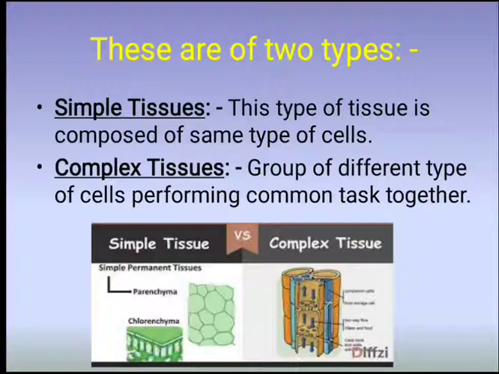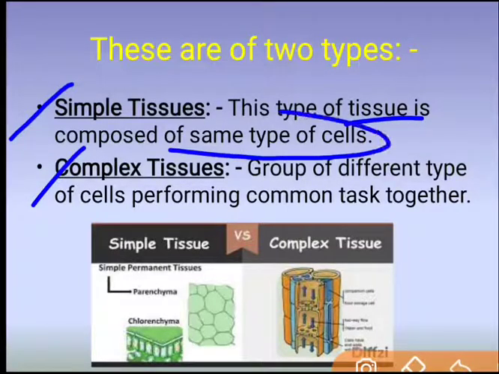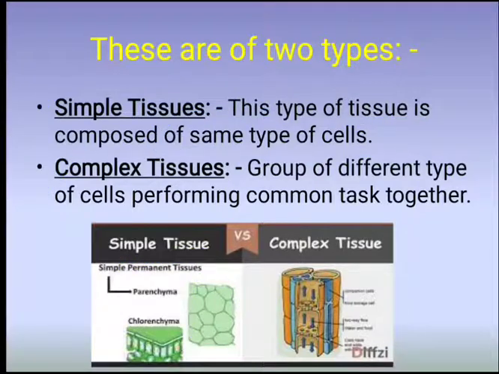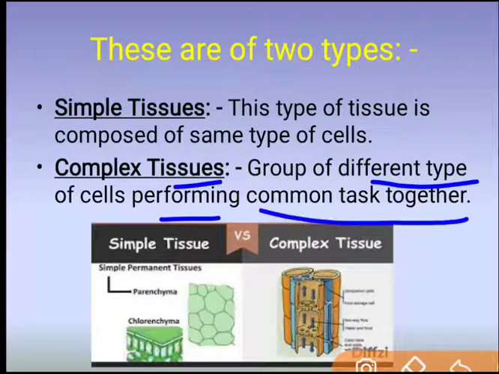So permanent tissues are of two further types, simple tissues and complex tissues. What is the difference between these two tissues? Simple tissue is composed of the same type of cells. You can see in this diagram, this is simple tissue. All the cells are of the same type. But in complex tissue, a group of different types of cells perform a common task together.